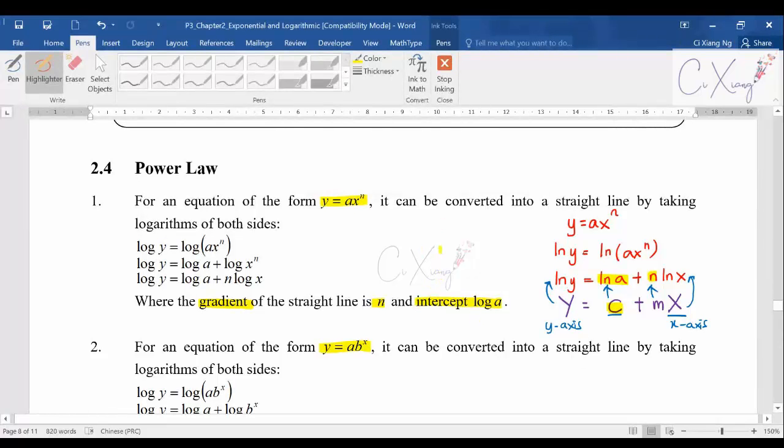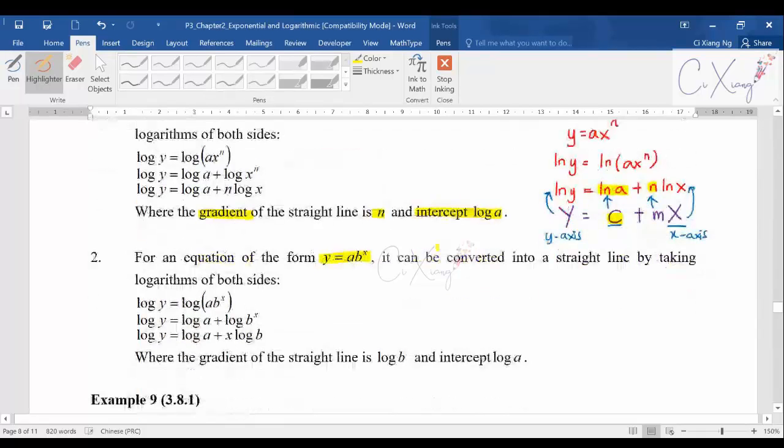How about the second pattern of the equation? The process is still the same. You can start by writing out the original equation. Maybe you have some values of y and x, but you want to estimate the values for a and b. To estimate them, you need to change it into a linear equation, a linear form. So you take log at both sides again.